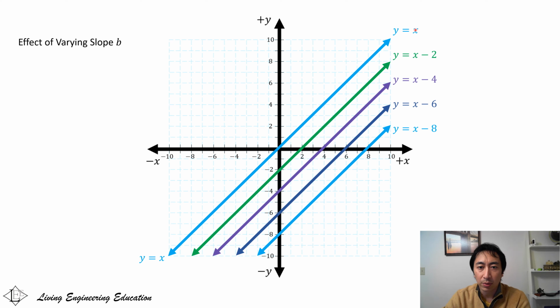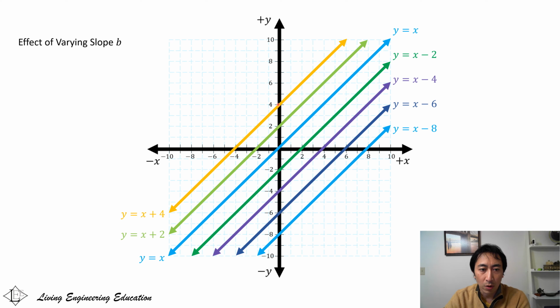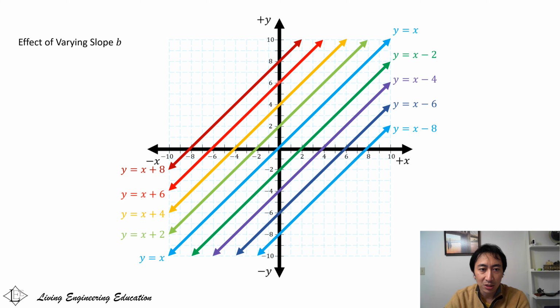We know they're going to be parallel because the slopes are equal to 1. Then you have just more y-intercepts: a y-intercept of 2, 4, 6, and 8. So the key thing is if the slopes are the same for two or multiple linear equations, you know that those lines are parallel. If the y-intercepts are different, then you know that those lines are shifted by the difference in those y-intercepts.